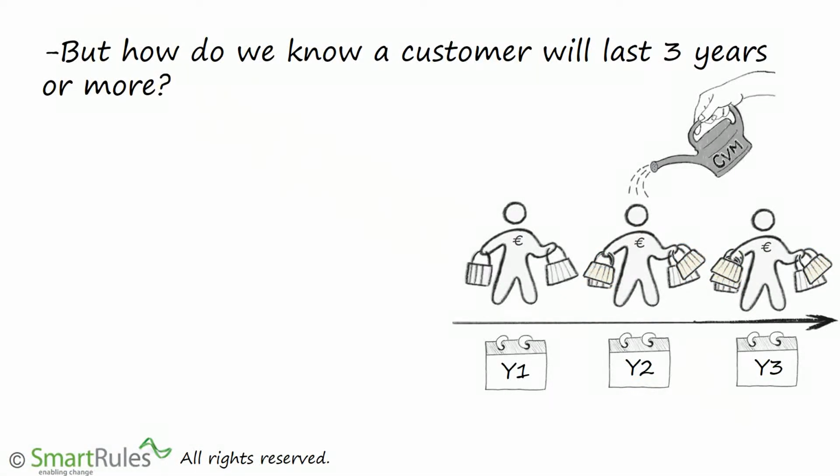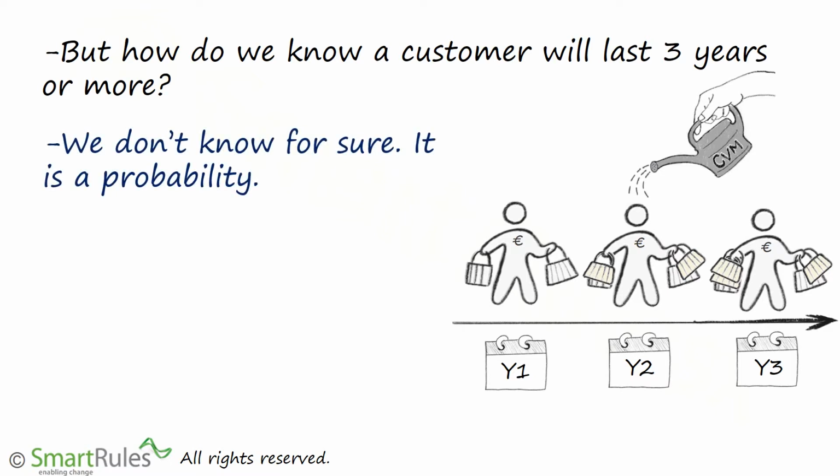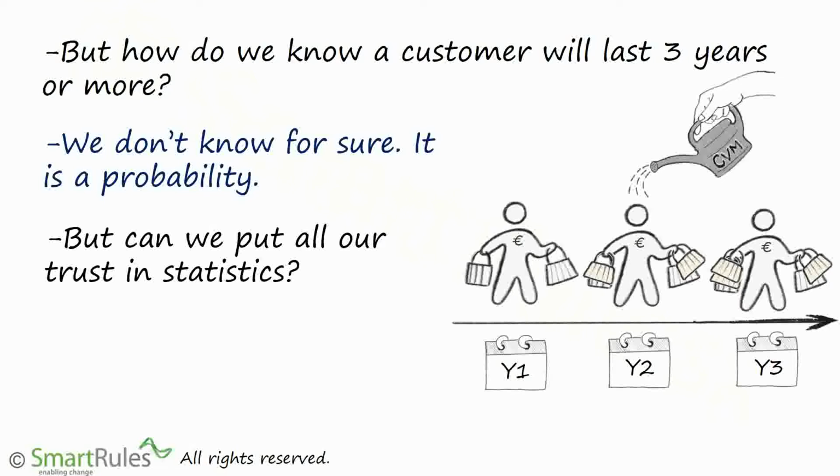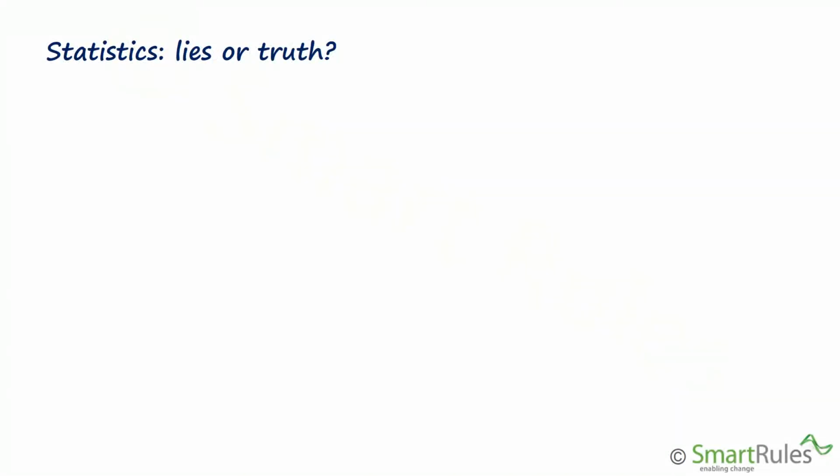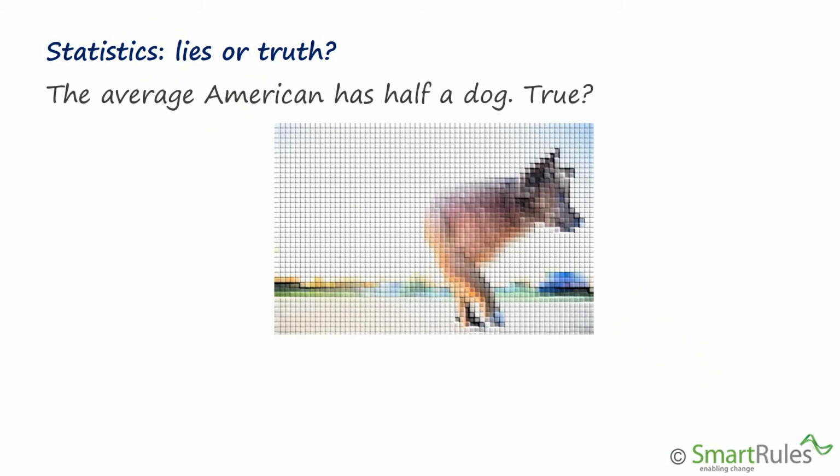But how do we know a customer will last 3 years or more? We don't know for sure. It's a probability. But can we put all our trust in statistics? Well, there is truth in lies, and there are lies in truth. Statistics. Lies or truth? The average American has half a dog. True?